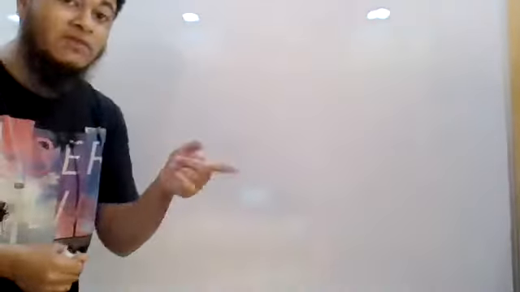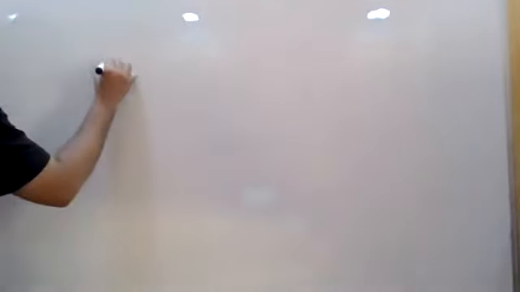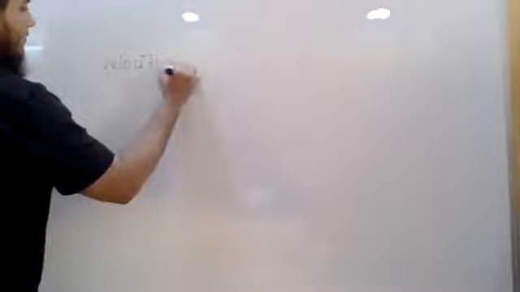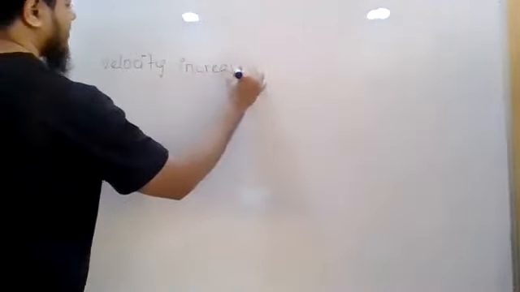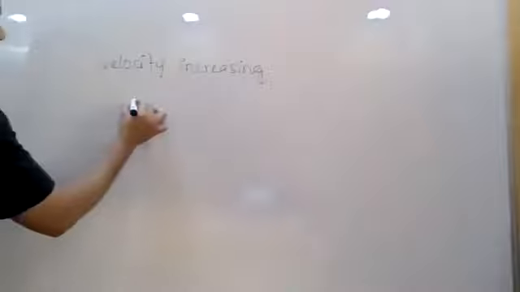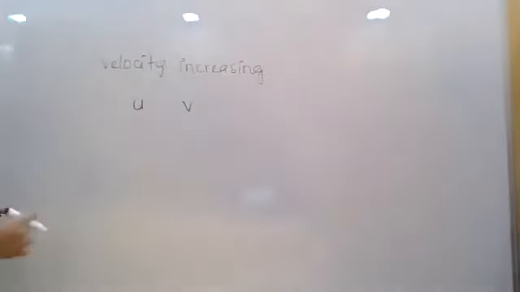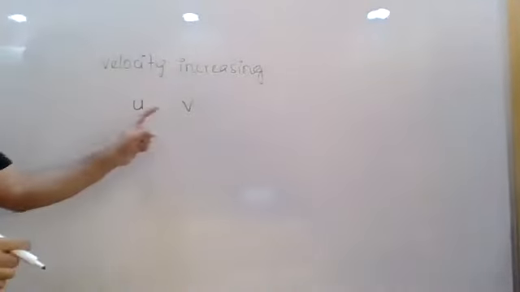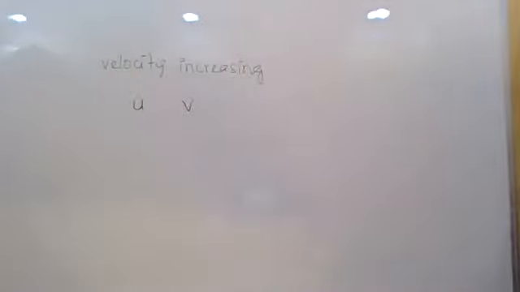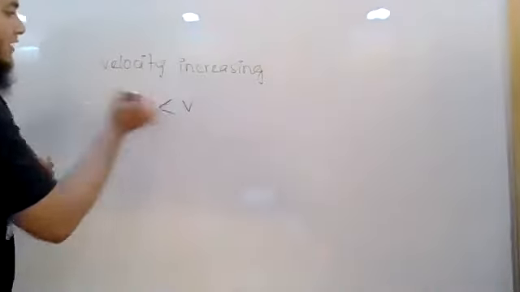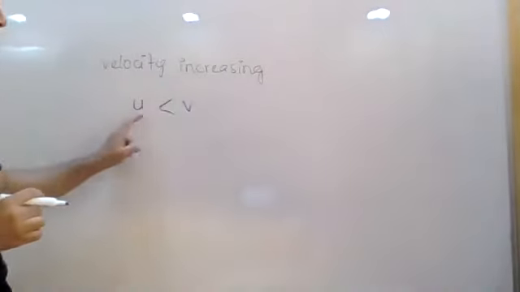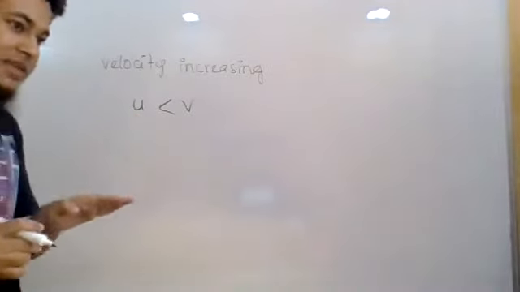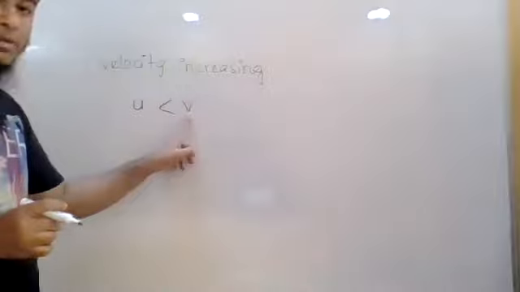So let us try to feel why acceleration is positive when the velocity is increasing. At first, we will talk about the velocity increasing. Initial velocity is u and v is the final velocity. If the velocity has increased, which one will be greater, u or v? V is going to be greater, because the velocity has increased. That means the initial one was something lower, then it increased and became v. So v will be greater.